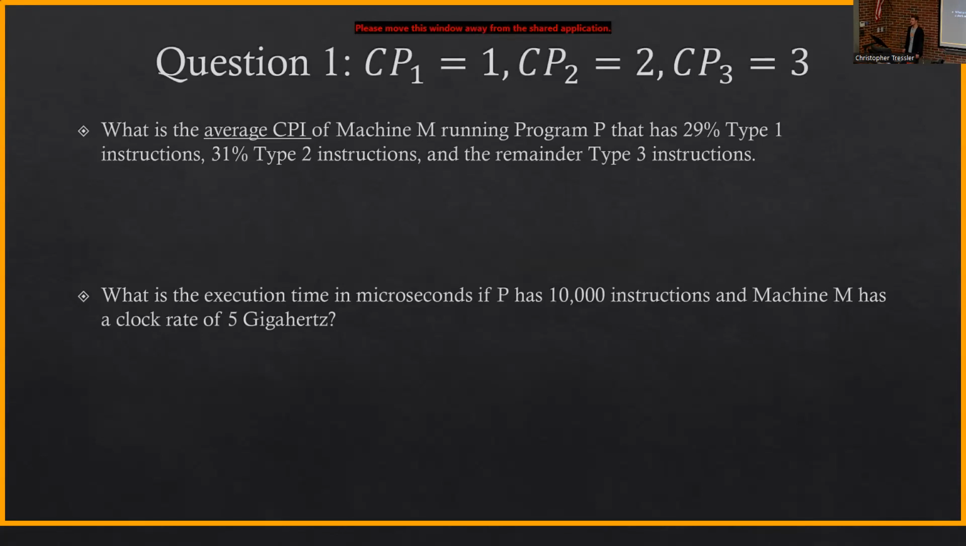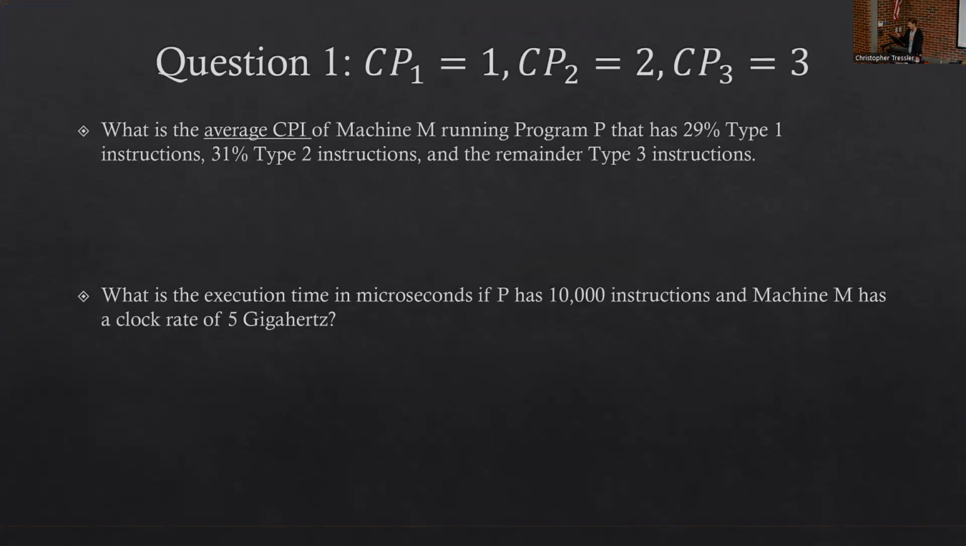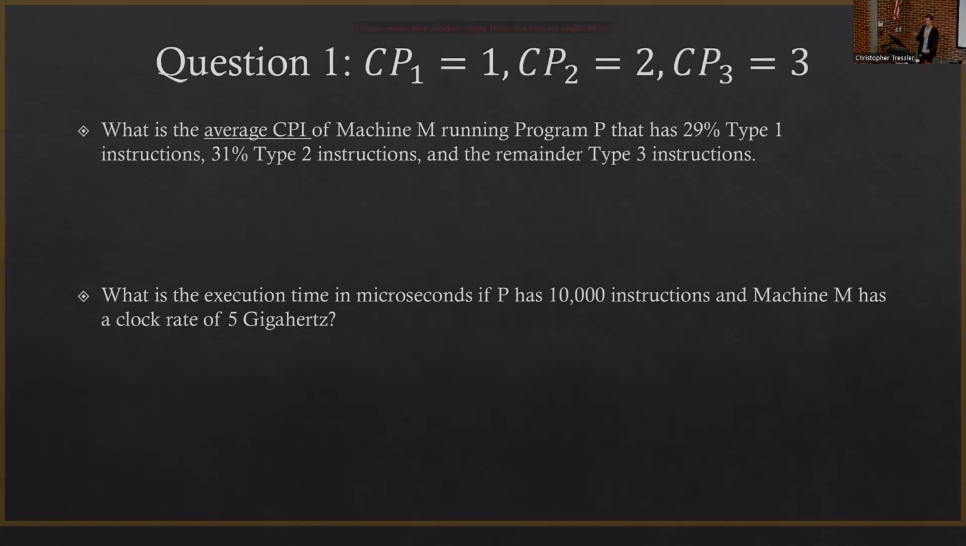So, first of all, question one. This is all the way back from unit one, examlet one content. You can see CPI1 is going to be 1, CPI2 is equal to 2, and CPI3 is equal to 3. It says, what is the average clock cycles per instruction of machine M program P that has 29% type 1 instructions, 31% type 2 instructions, and the remainder type 3 instructions.